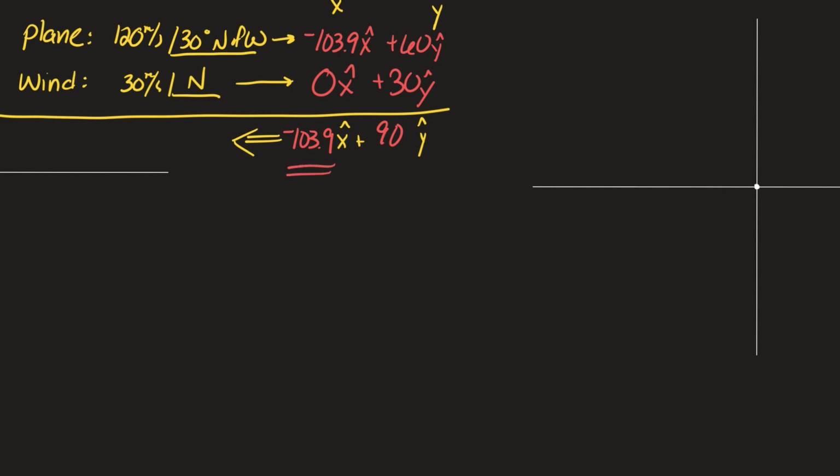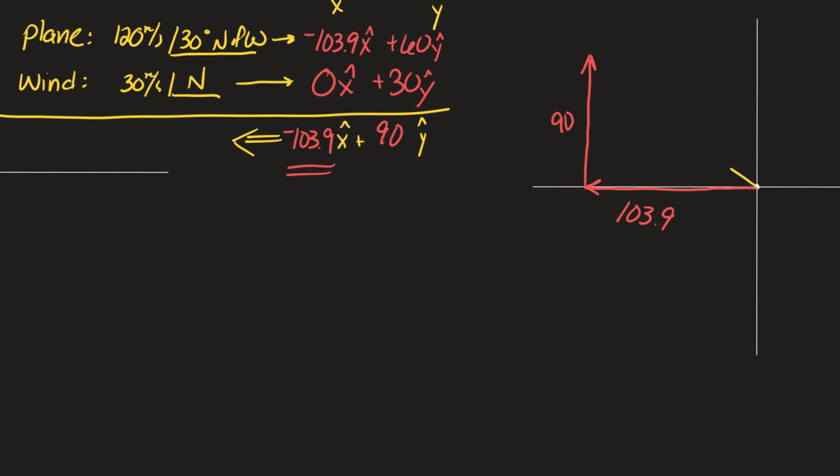It says go 103.9 in the x direction. I'm sorry, negative x direction. Then turn and go 90 in the y direction. Right? Those instructions are very clear, aren't they? So drawing this should not be hard. It should be very clear. It's giving you the two sides of the triangle. And draw them just like this, one after the other.